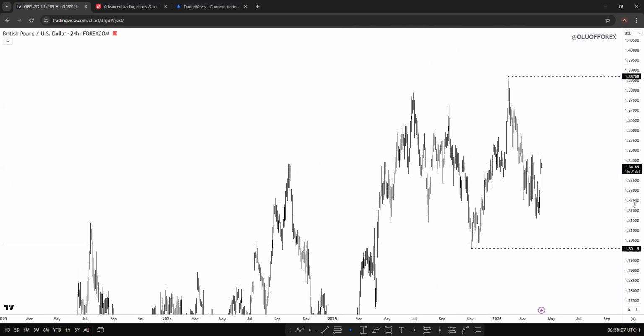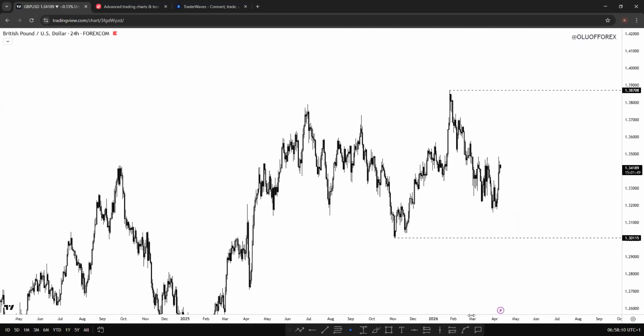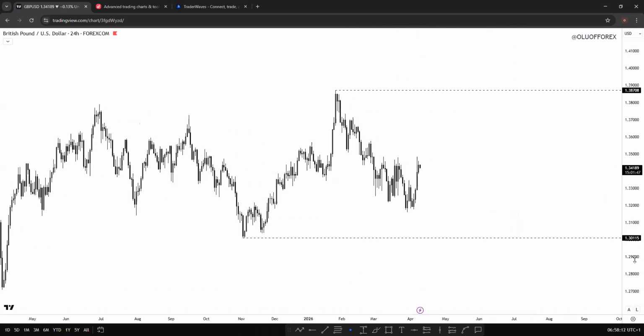Today I want to explain the GBP USD trade we took together. So why did I take this trade? What's the reason, the why behind this trade I took?